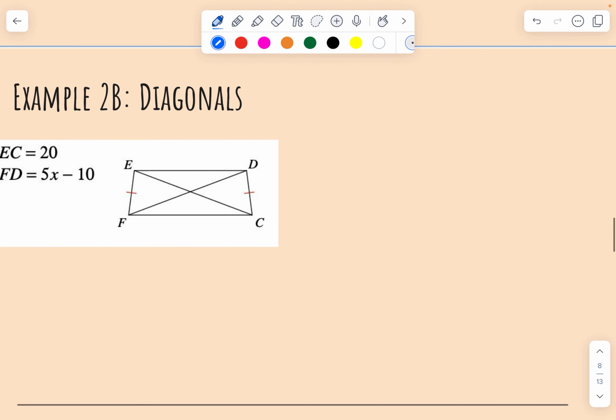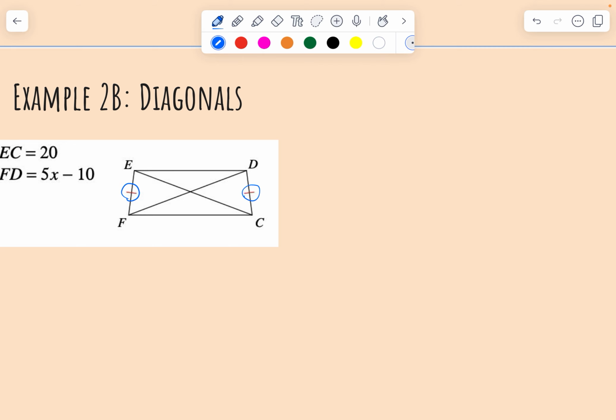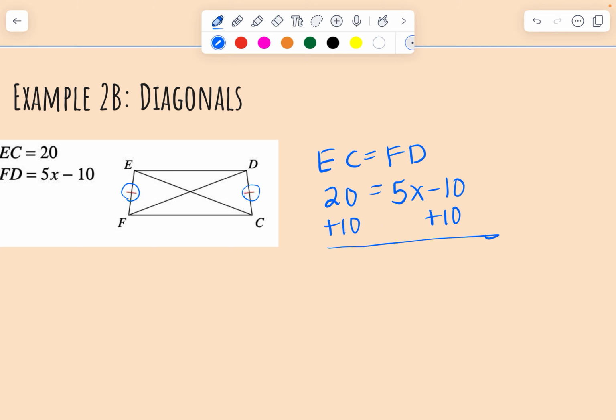This one, again, is isosceles because we have those tick marks on the legs. So EC equals FD. EC is 20, and FD is 5x take away 10. If we add 10 to both sides, we get that 30 equals 5x. And dividing both sides by 5, we get that x is 6.